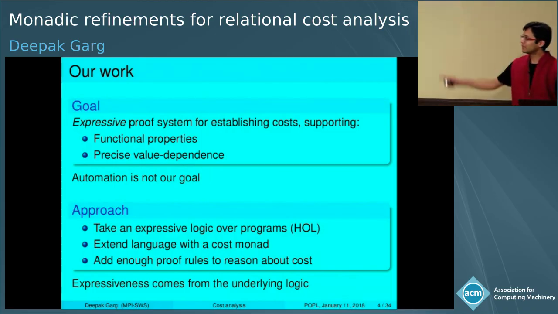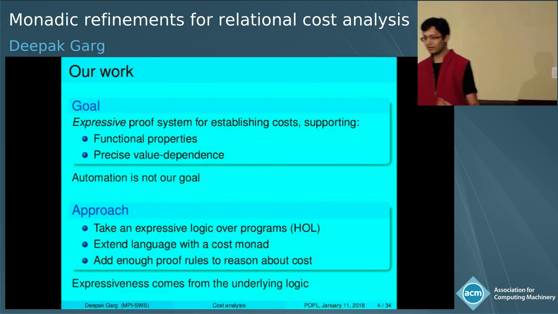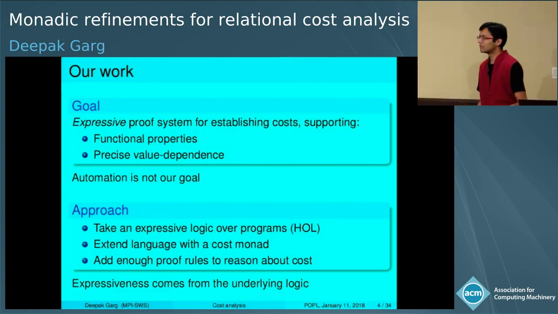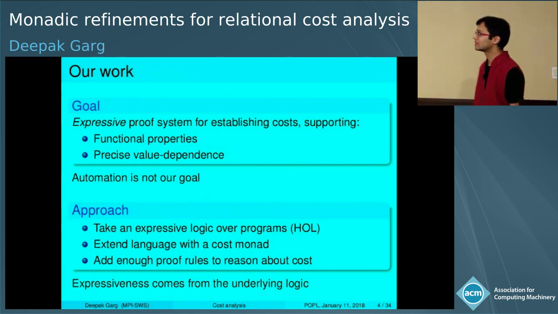Once we have this base logic, we are then going to extend it with costs. And the way we will do this is using a cost monad. A monad, as you may know, is a systematic way of confining effects. In this case, the effect is the cost that a program incurs on the side. And doing this is advantageous because it will allow us to make local changes to the proof system.